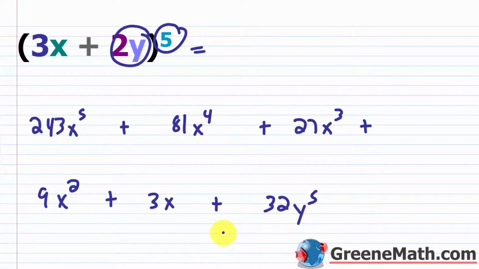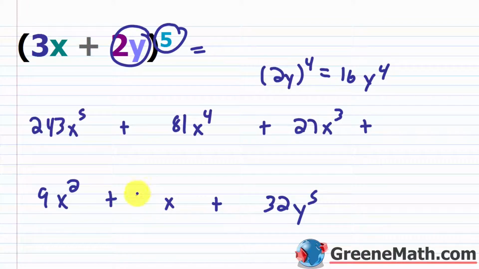And then as I go this way, I would have what? 2y to the 4th power. So let me write this up here. So 2y to the 4th power. I know this gets real messy. 2 to the 4th power is 16. And then y to the 4th power. So you're going to have to multiply here. So 16 times 3 is 48. So you would have 48xy to the 4th power.